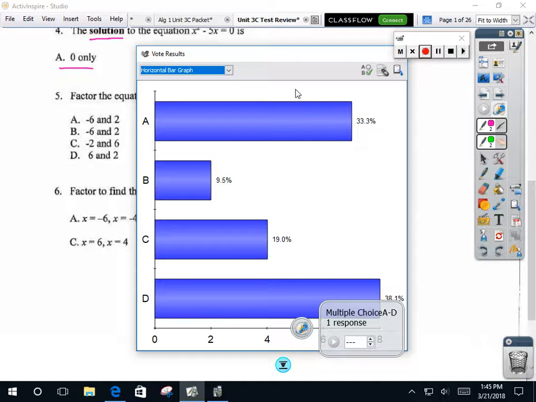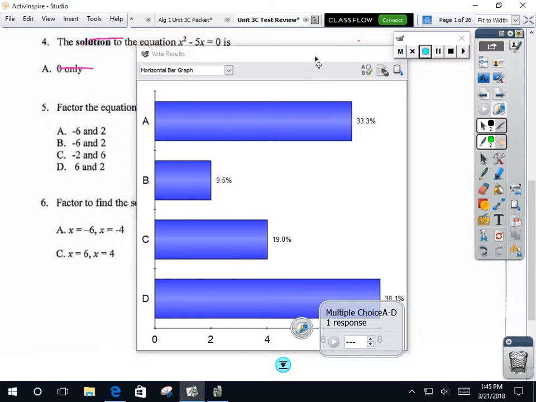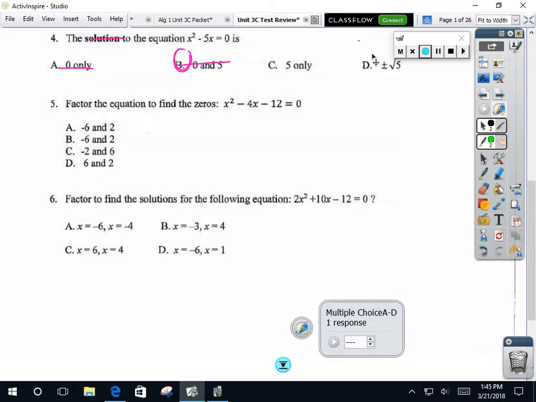Okay, the correct answer was C. But wait, are y'all's choices different because I made a correction on this. Is C negative 2 and 6? Okay, let's go over it. I'm pretty sure, but let's go over it just to make sure.